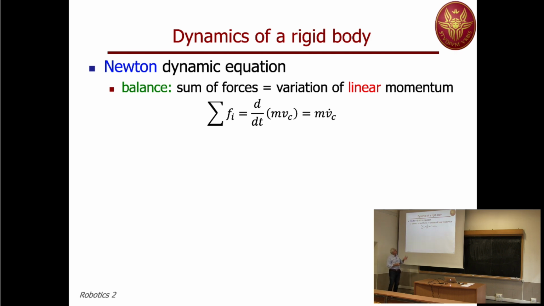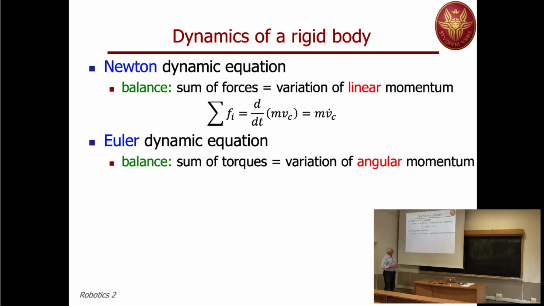Since the mass is constant, this derivative is simply m times v dot c, and now we find the usual form, mass times acceleration. Okay, but it's nice to write it in this form. It's not mass times acceleration per se, it's the time variation of the linear momentum. Why is this way of rephrasing the same thing interesting?